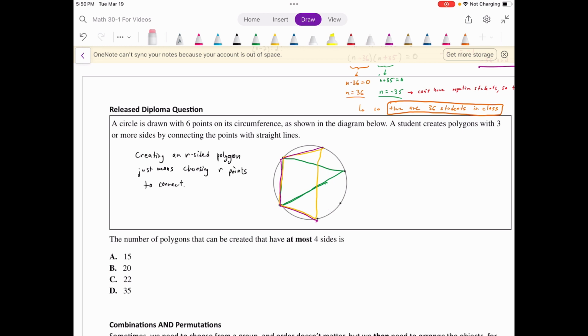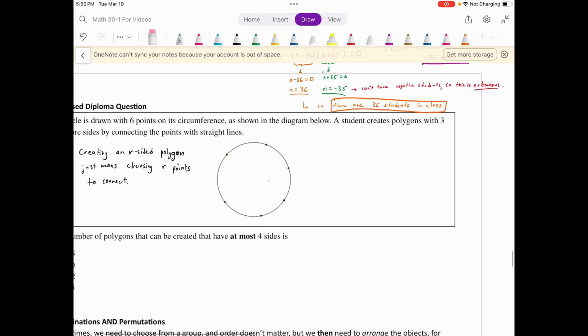Okay, so that's all we're really doing. To make an r-sided polygon, we choose r points and connect them. Okay, so we have 6 points to choose from.